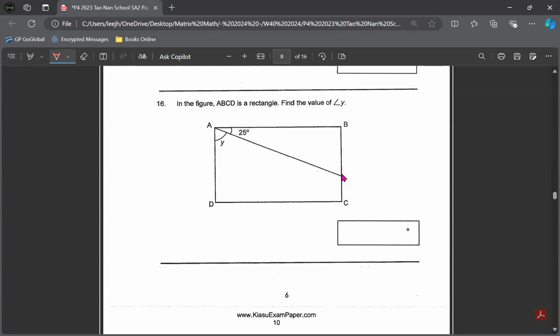Question 16. In the figure, ABCD is a rectangle. Find the value of angle Y. So if you look at this, you know that AD and AB are perpendicular, which means this here is a right angle. Right angle, 90 degrees, right? So if this is 25, how to find angle Y? You just take 90 degrees minus 25 degrees. The answer will be 65 degrees. So just write 65 here, because the degree has been given. If it's not given, please write it down. If it's given, then you can just write the number.